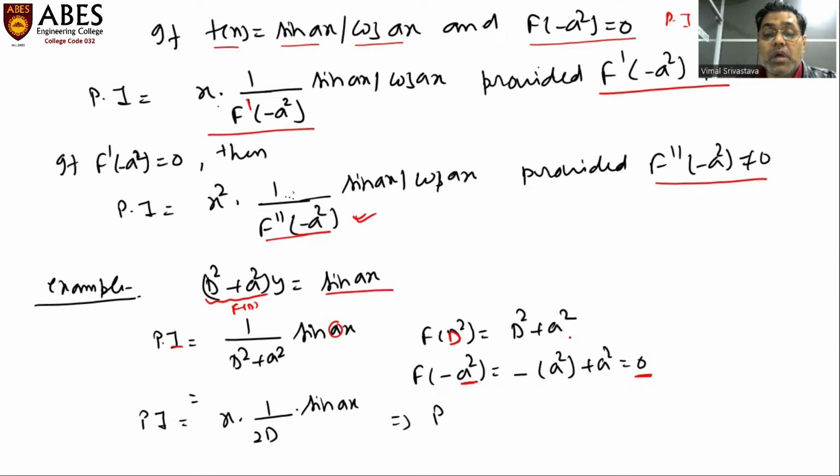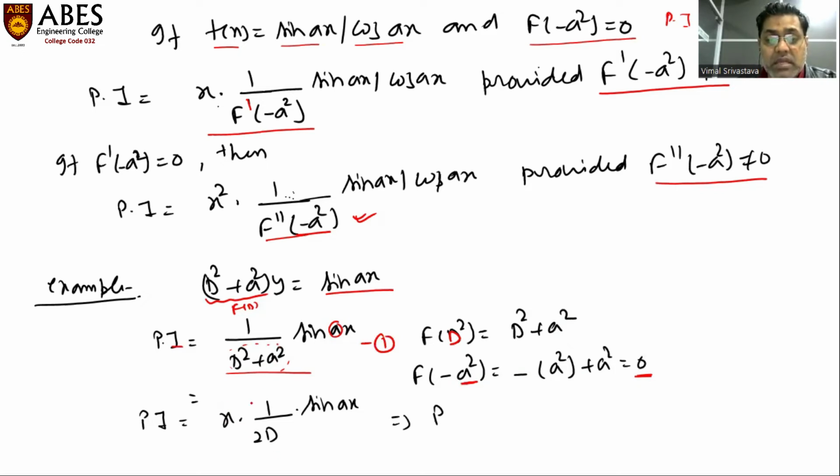So what we will do, if we take this as equation number 1, we multiply this equation by x and differentiate this f(D) with respect to D. Once we differentiate D² + a² with respect to D, we get 2D.